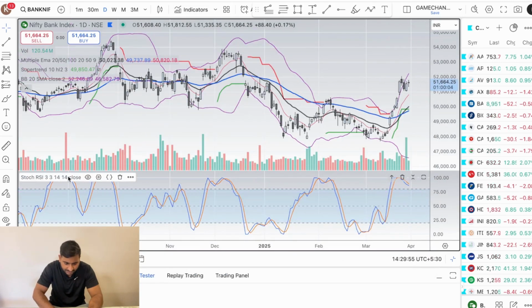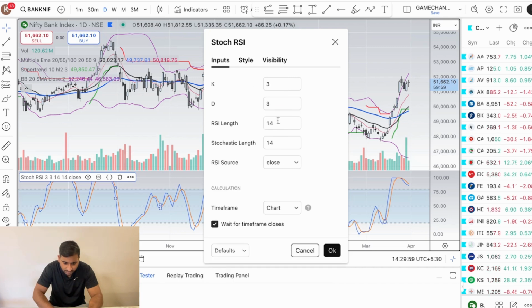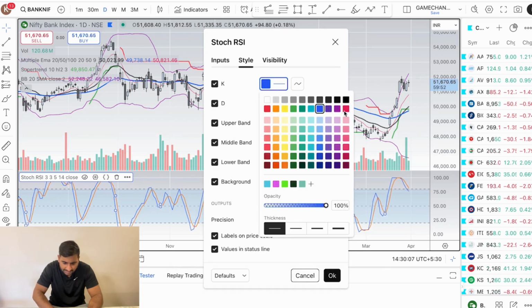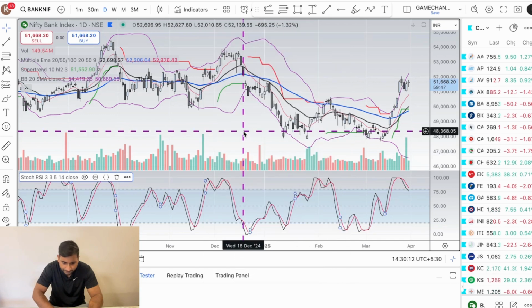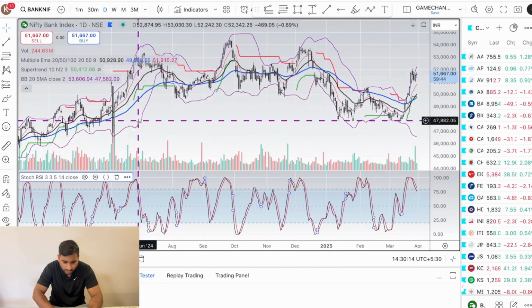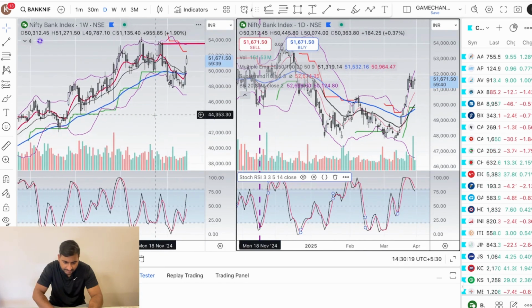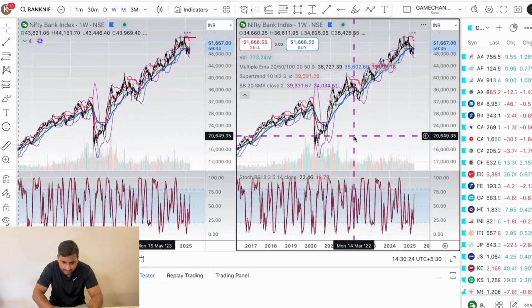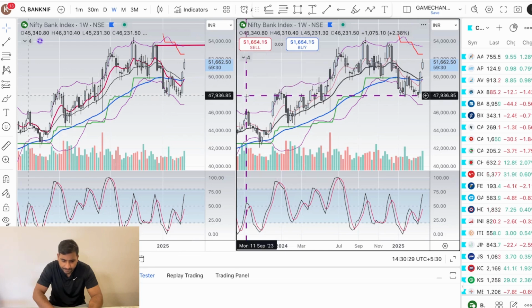Then we'll go to the settings here, and here we're going to make a few changes. To the inputs, we're going to make RSI length as 5, and the rest we're going to keep the same. I like to make it black and red, so I'm going to do that. So this is how it's going to look, right? Is this very similar to this? Yes, it has to be. This is the weekly and this is the weekly. Both should look very, very similar. Okay?